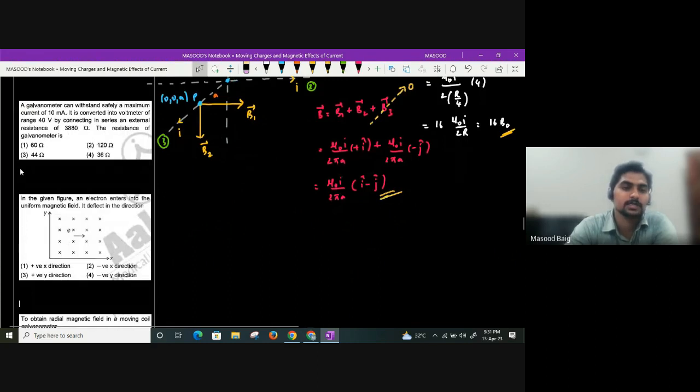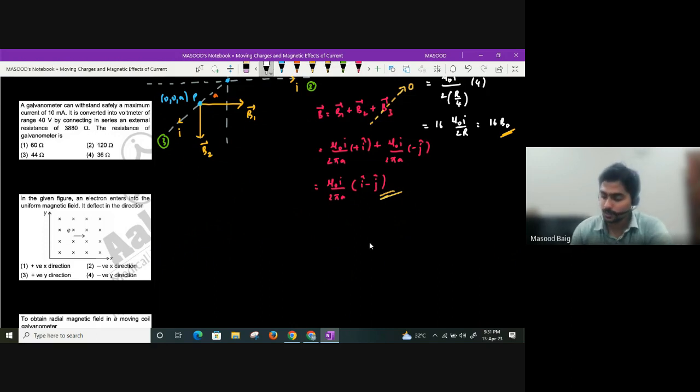A galvanometer can withstand safely a maximum current of 10 milliampere. It is converted into a voltmeter of range 40 volt, connecting in series an external resistance of 3880. What is the circuit? Will it become like this or not? Galvanometer is there. Resistance of the galvanometer is there. In order to convert into a voltmeter, I need to add some resistance in series.